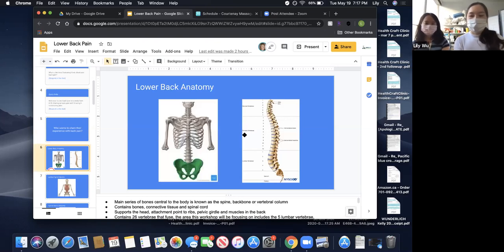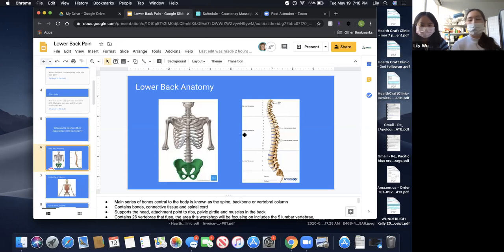Okay, awesome. So here in the pictures that we've shown is your typical spine. The main series of bones that are central to the body are known as the spine, backbone, or the vertebral column. A lot of this area contains the bones, connective tissue, and the spinal cord, which is really essential to how we function. It supports the head, has the attachment points to the ribs, and has the pelvic girdle and the muscles in the back. And then it has 26 vertebrae.